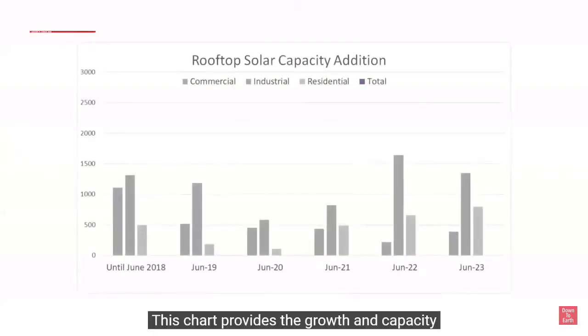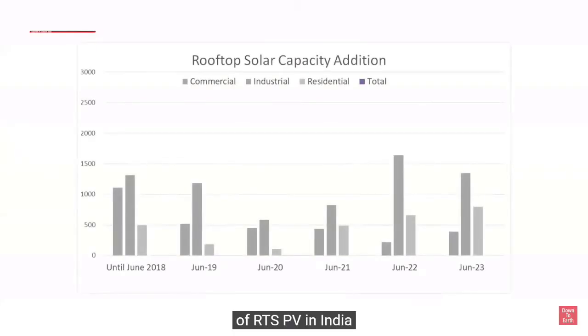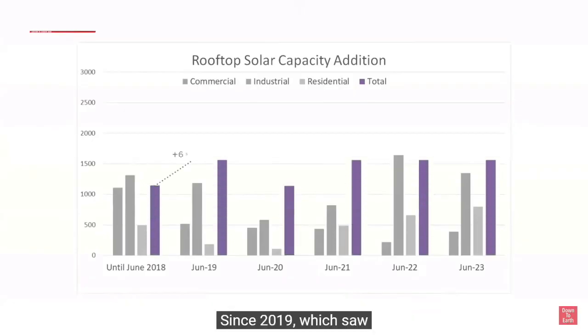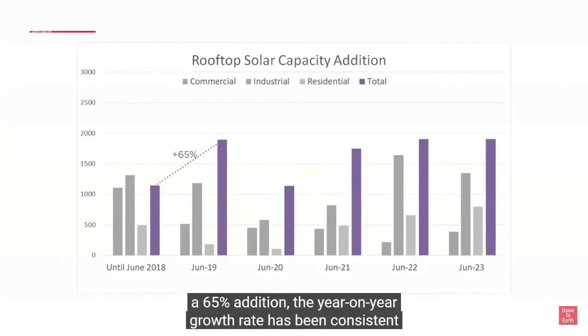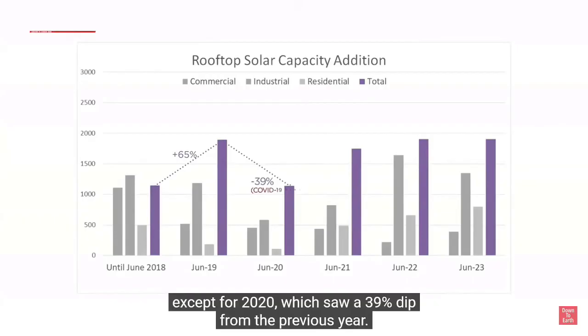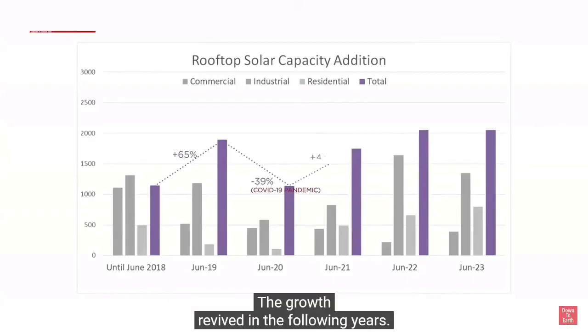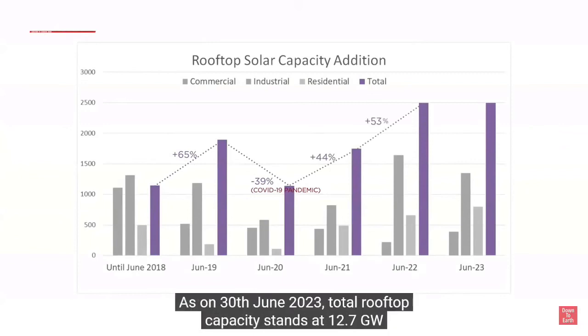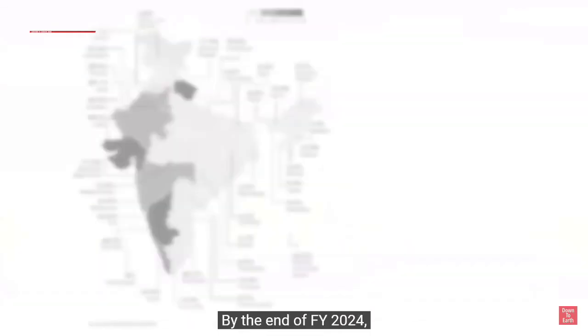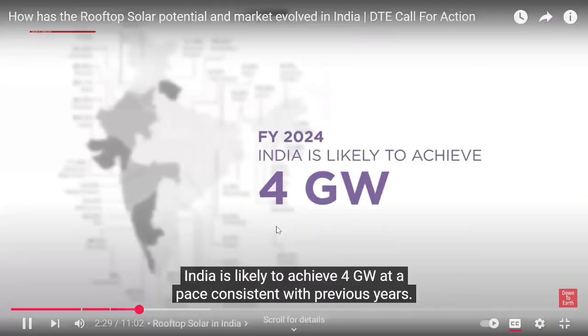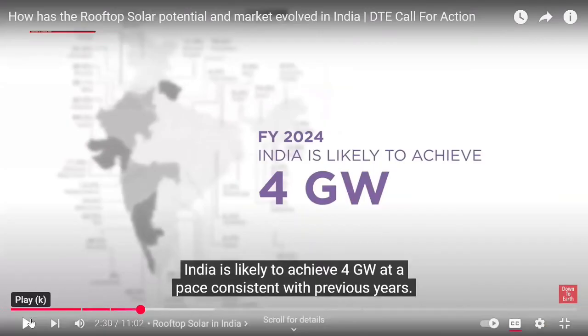This chart provides the growth in capacity of RTS PV in India over the past 5 years. Since 2019, which saw a 65% addition, the year-on-year growth rate has been consistent except for 2020, which saw a 39% dip from the previous year. The growth revived in the following years. As on 30th June 2023, total rooftop capacity stands at 12.7 gigawatt. By the end of financial year 2024, India is likely to achieve 4 gigawatt at a pace consistent.